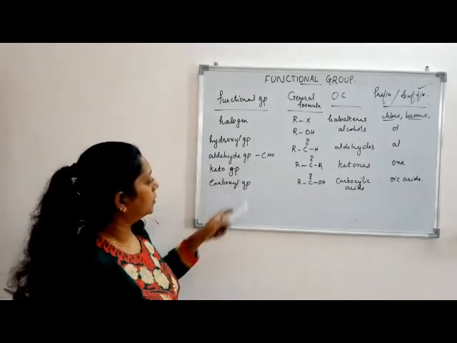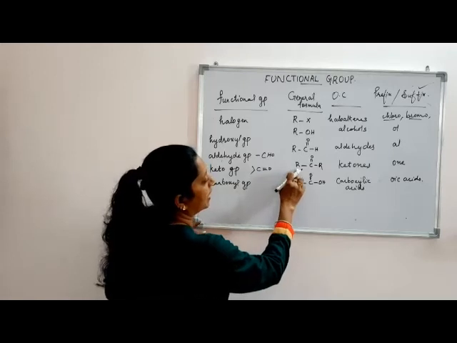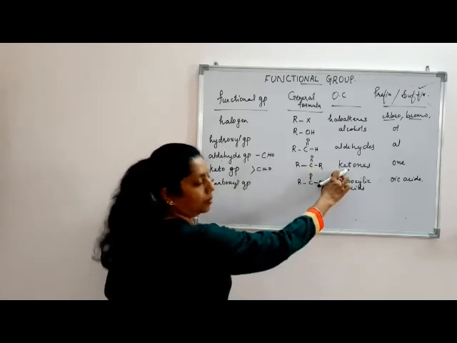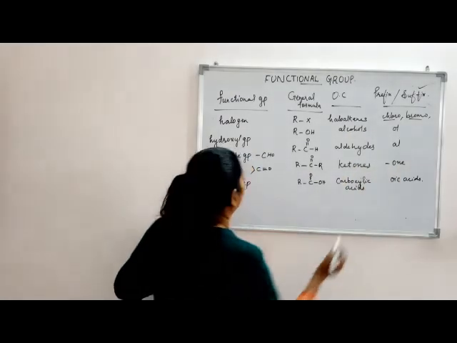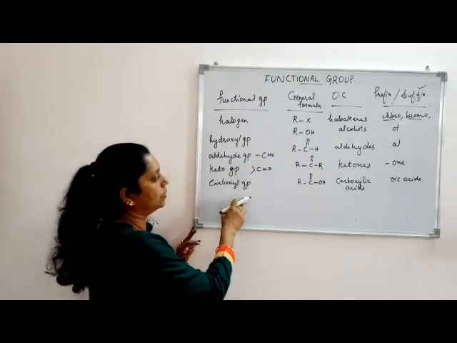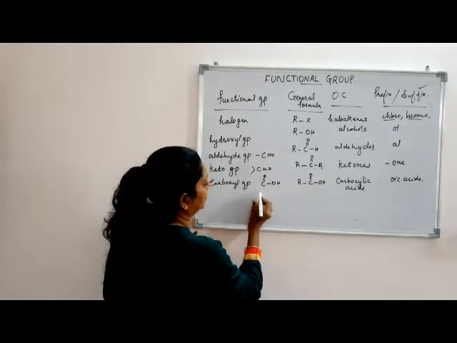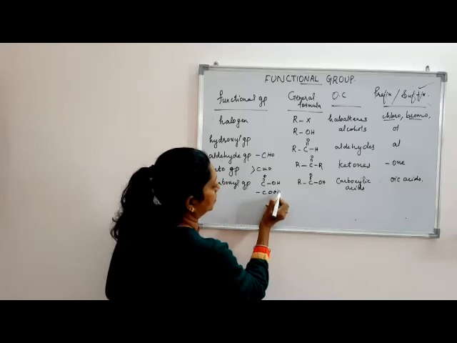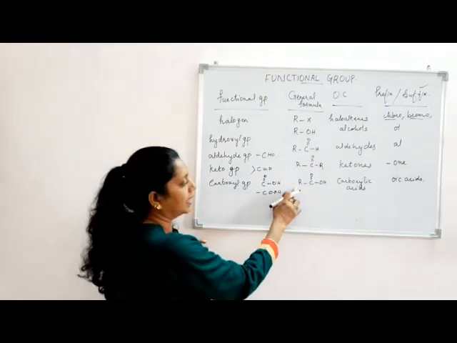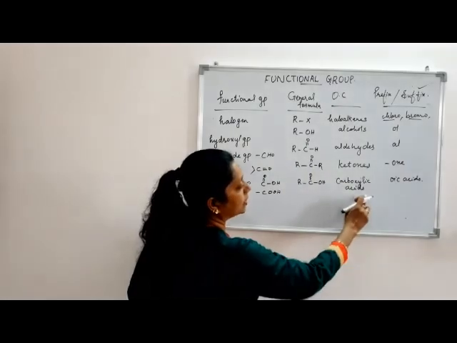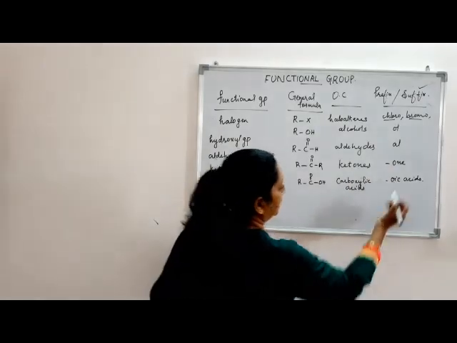Next is the keto group, that is C double bond O group, and the structure is RCOR. The compounds are called ketones and the suffix used is ONE. Next is carboxyl group, that is C double bond O OH, COOH group. Structure is like this: C double bond O, single bond OH. R is the alkyl part. The organic compound is called carboxylic acid, and the suffix used is oic acid.